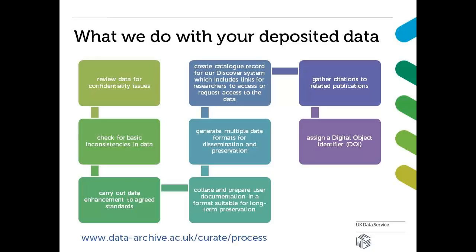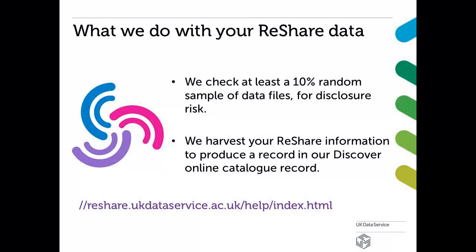When creating a catalog record for our discovery system, we include links to the user documentation and to any citations or related publications we have been informed of. Each catalog record also gets assigned a digital object identifier. This ensures that even if the location of the data changes, the DOI will always link to the data that were used. For data that you uploaded to Reshare, we check a random sample of files for any confidentiality risks, such as the inclusion of information or variables that would allow respondents to be identified. We also harvest the description of your data in your Reshare so that it can be searched and discovered using our Discover Online catalog.